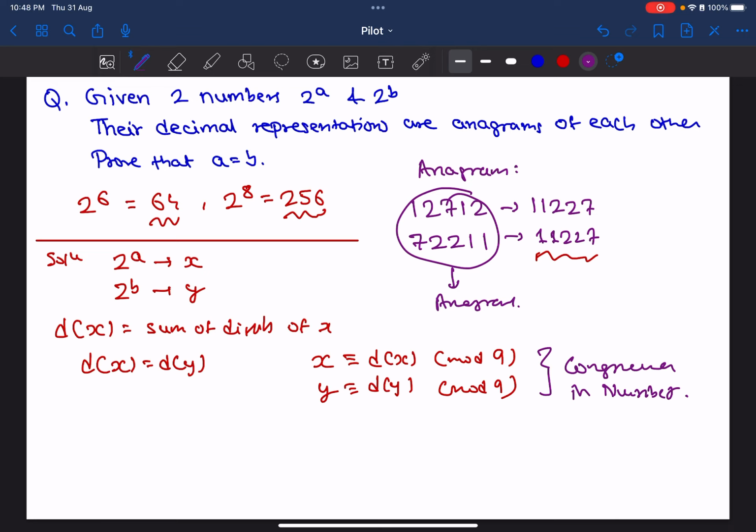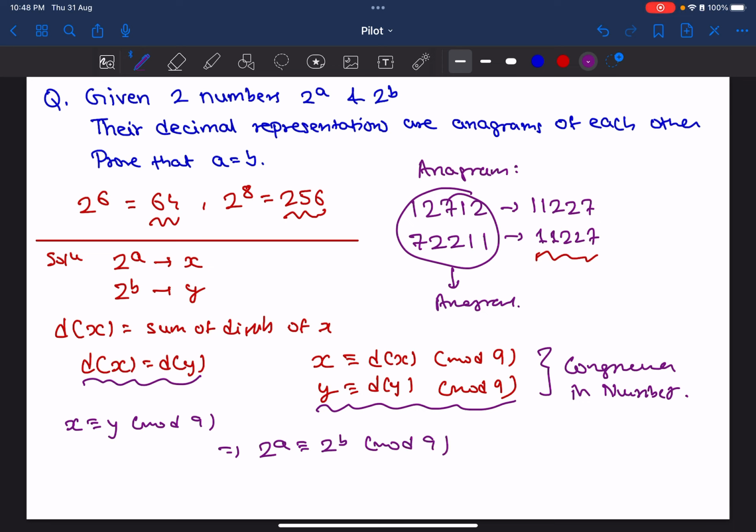So from these equations, we get x is congruent to y mod 9. This implies that 2 to the power a is congruent to 2 to the power b mod 9, because as we know, x is 2 to the power a and y is 2 to the power b.